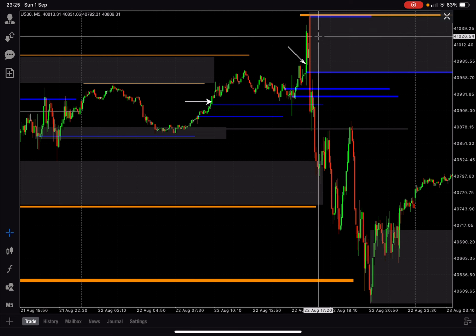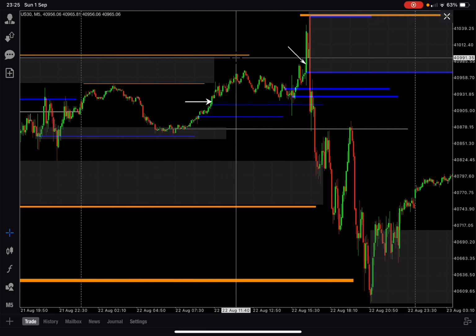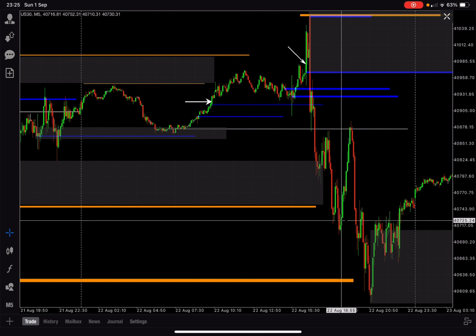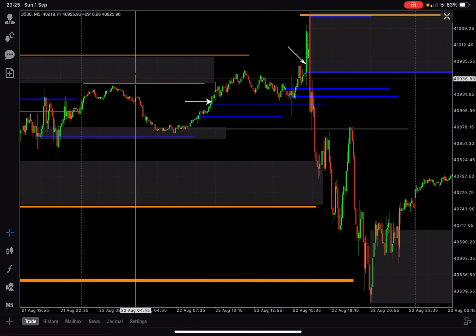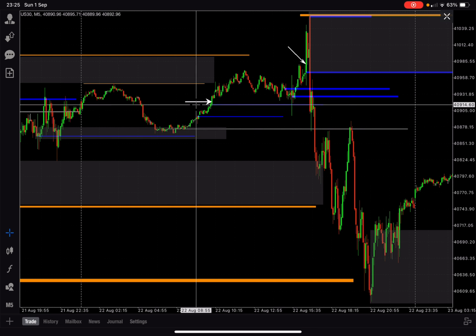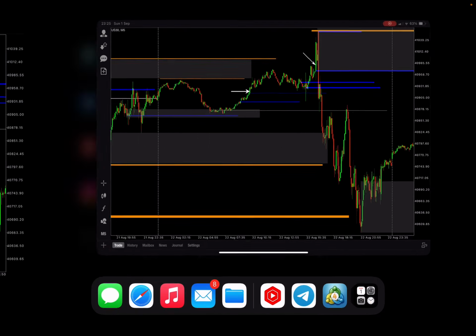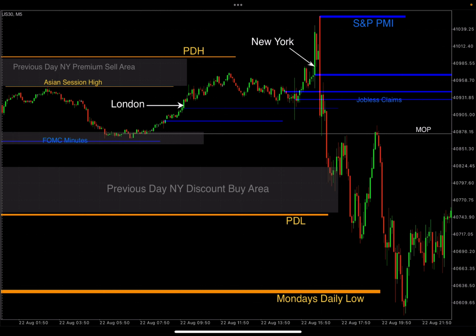So naturally you'd be looking for a sell here because you're taking the previous day high, a buy down here because you're taking the previous day low, and then you have the discount buy areas and premium sell areas. And that is the 22nd, going by this recap picture that I make. So all these areas are clearly labelled up, and you just wait for price to come into them.